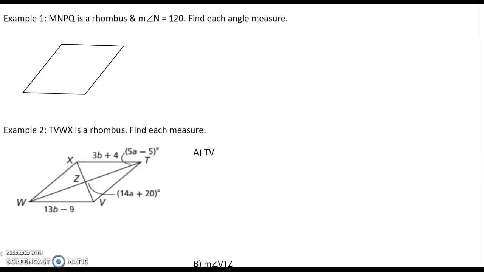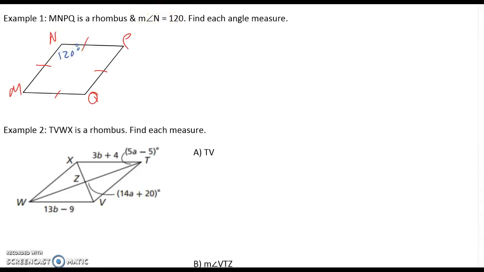All right, so let's move on to example 1. Let's take a look at this rhombus MNPQ, and I realized I just forgot to write down those letters, but that's a rhombus, and the measure of angle N is 120 degrees. Let's find all the other angle measures. How do we do that? All right, so just write those letters in, draw those congruent marks, and we know the measure of angle N is 120, so I'm going to draw that in.